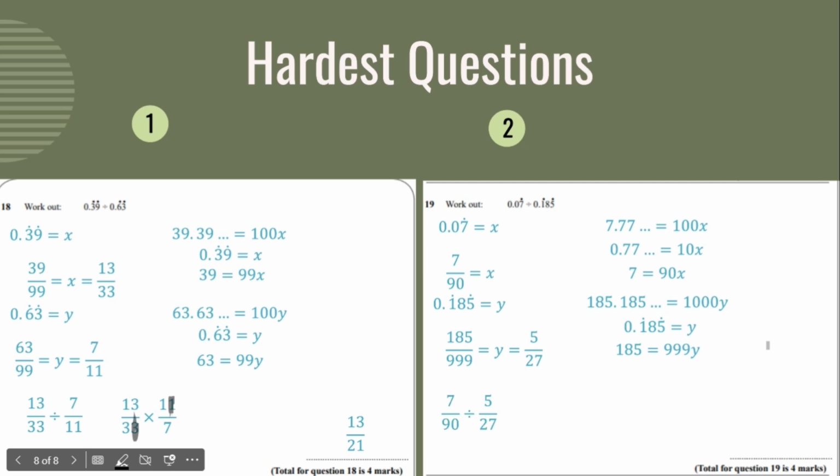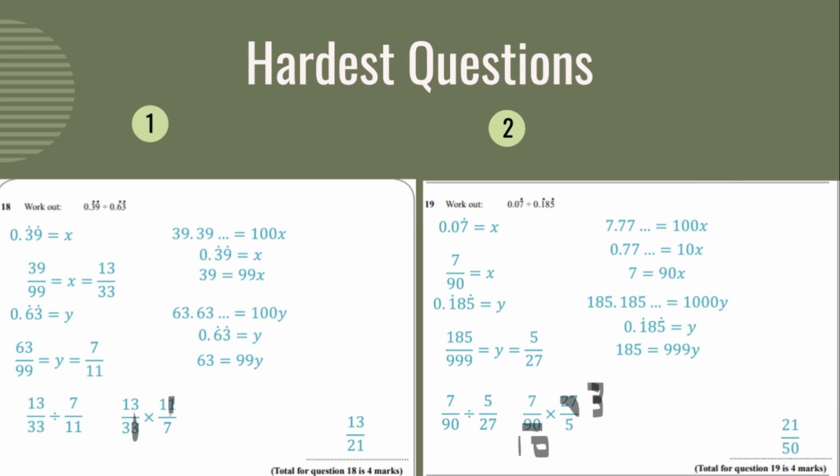So now we do 7 over 90 divided by 5 over 27. Keep change flip to get 7 over 90 times 27 over 5. But now, if we look at 90 and 27, we can see they have a common factor of 9. So we can cross cancel. So this would cross cancel to 3, and this would cross cancel to 10. Meaning we do 7 times 3 and 10 times 5, giving us our final answer to be 21 over 50.